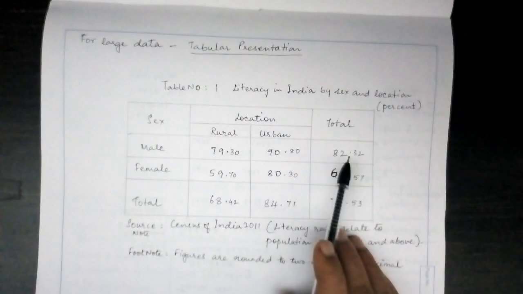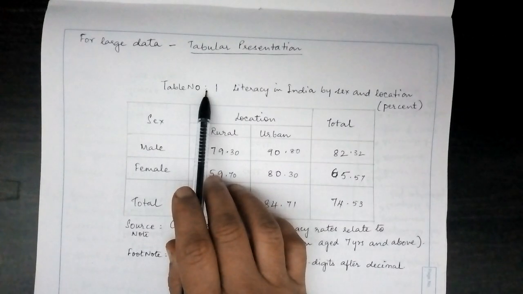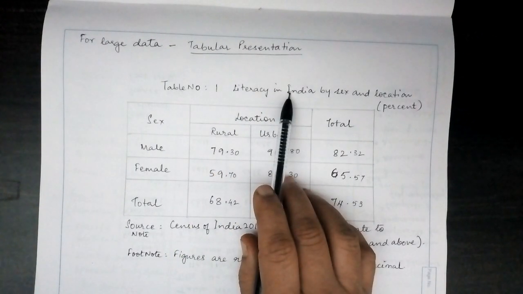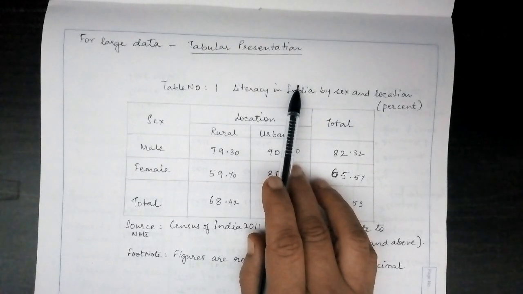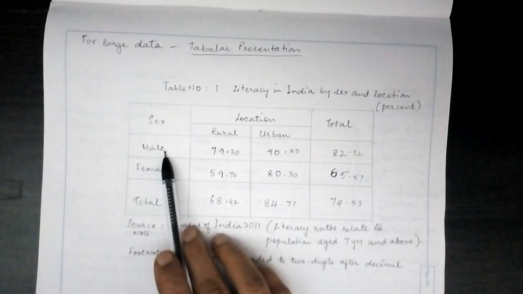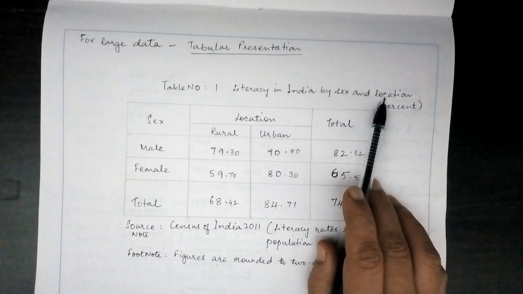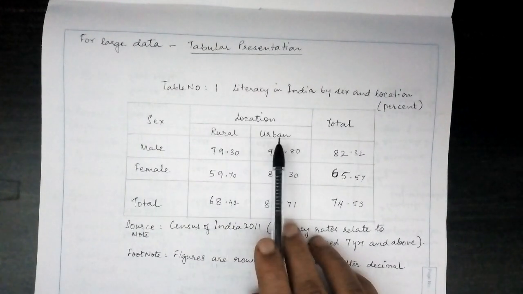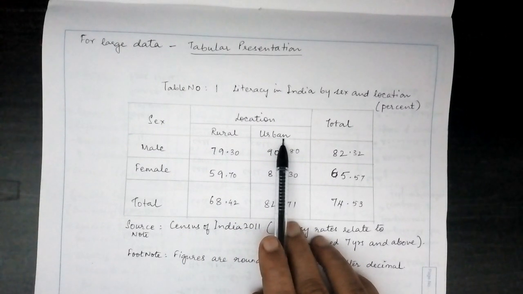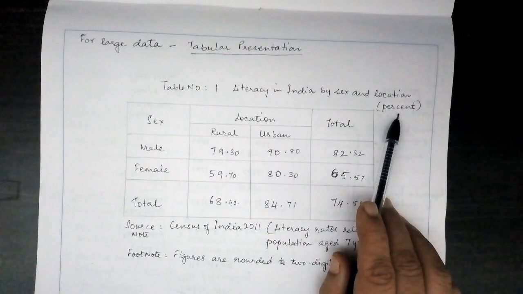Now let us see what are the components that have been used. It has a table number. It has a heading that says literacy in India by sex, that is, there are male and female literacy rates given. Also it says location, that is, whether it is rural or urban.